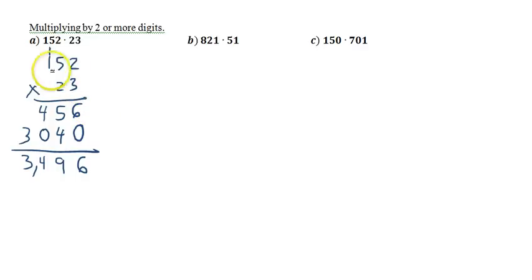So that's 6, 15, carry the 1. 3 plus 1 is 4. 2 times 2 is 4, 10. So we put a 0, carry the 1. 2 plus 1 is 3.